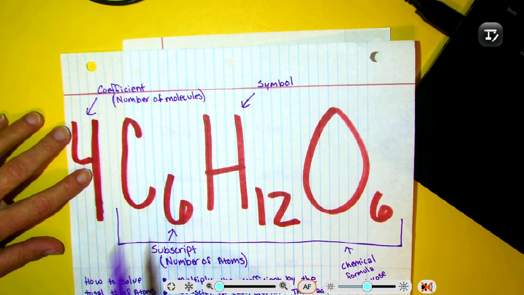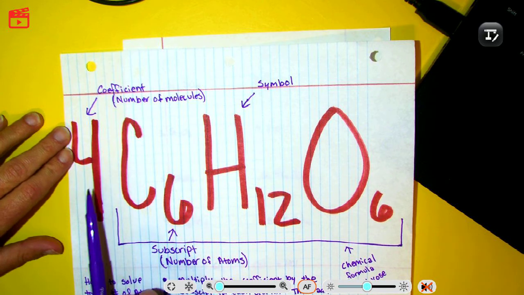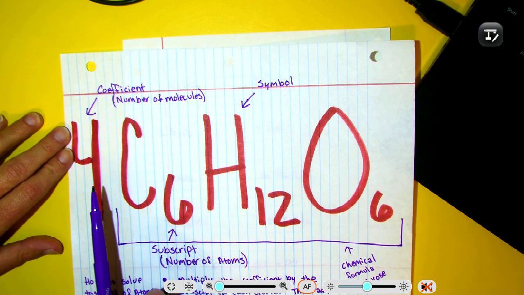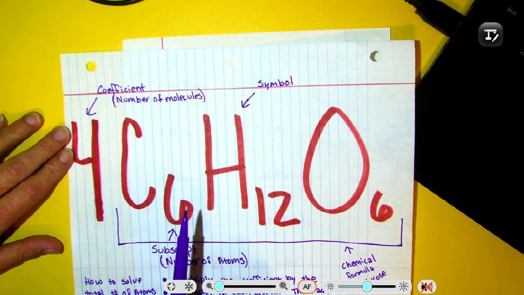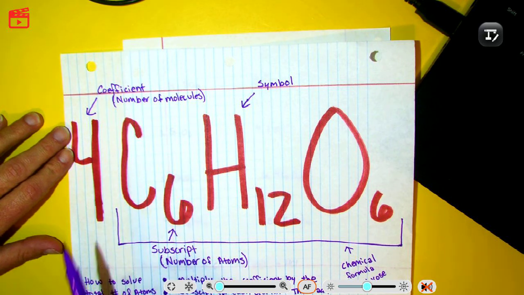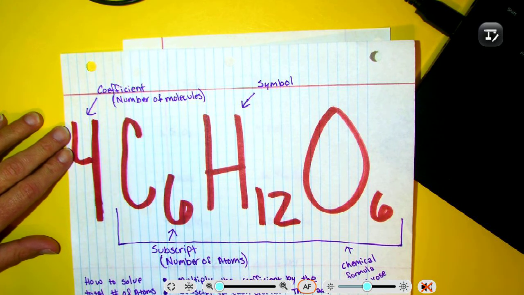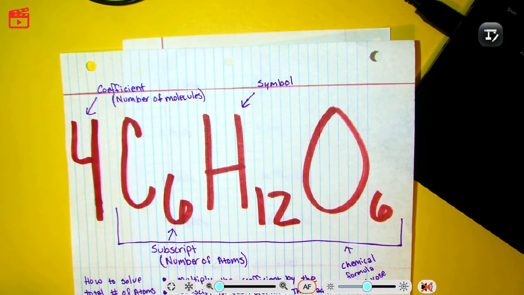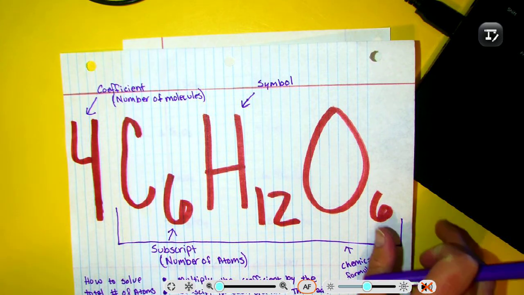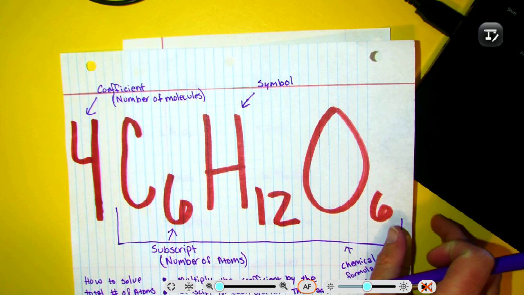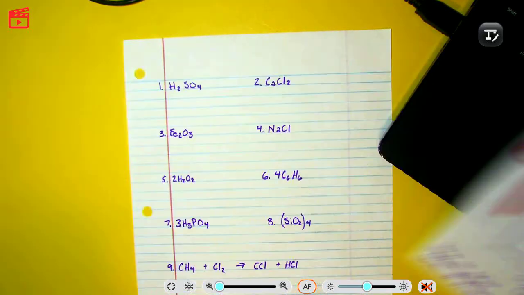Now, if I have 4 molecules of glucose, I'm going to do the 4, which is the coefficient, times the 6, which is the subscript. In 4 molecules of glucose, I have 24 atoms because it's 6 times 4. If I have 6 in every molecule, then with 4 molecules, 6 times 4 equals 24. That's how we solve for these atom amounts.